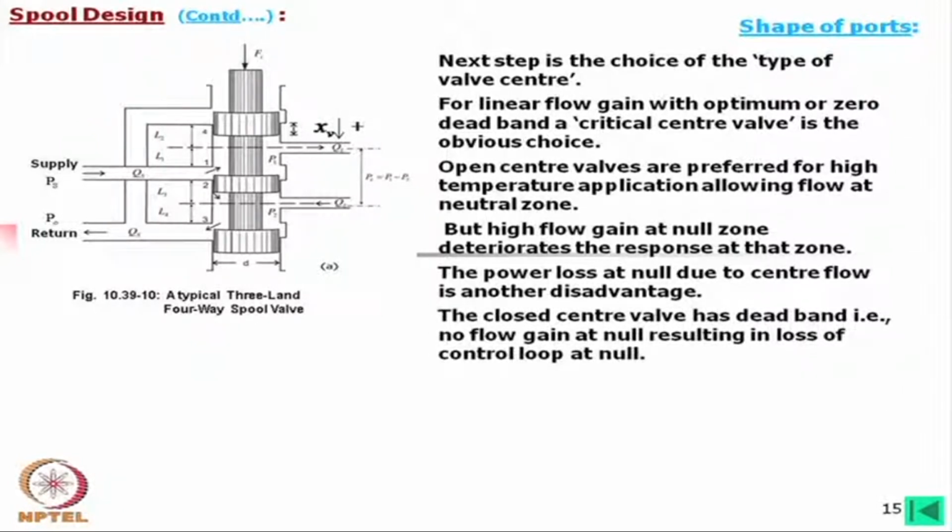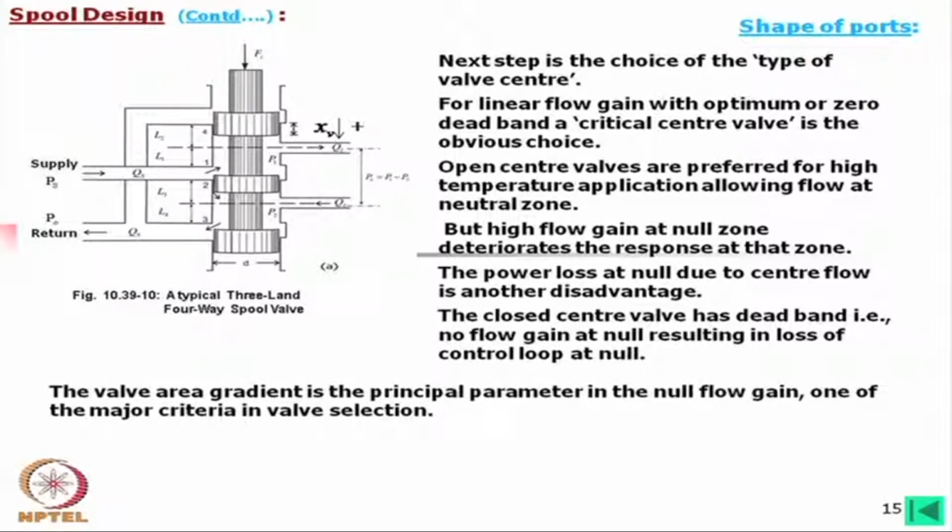The closed center valve has a dead band, no flow gain at null, resulting in loss of control loop at null. The valve area gradient is the principal parameter in the null flow gain, one of the major criteria in valve selection.